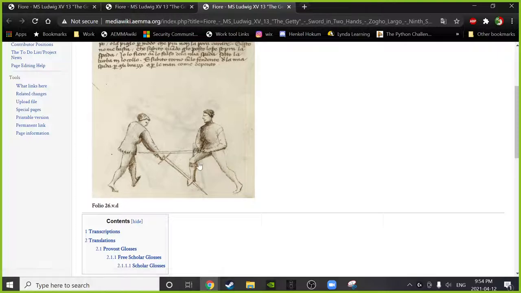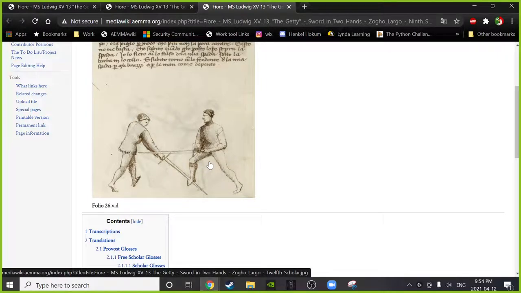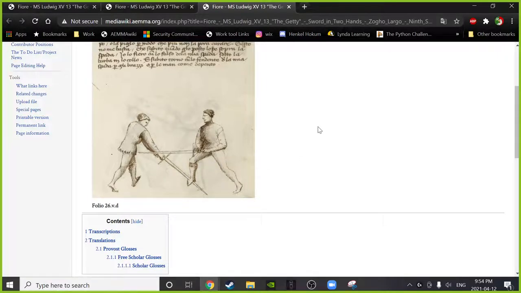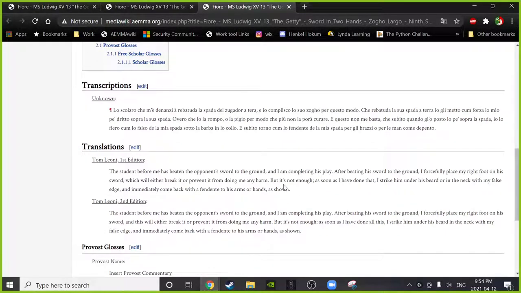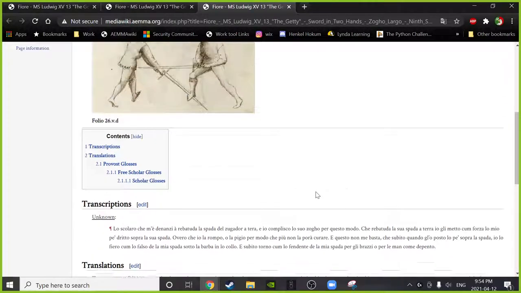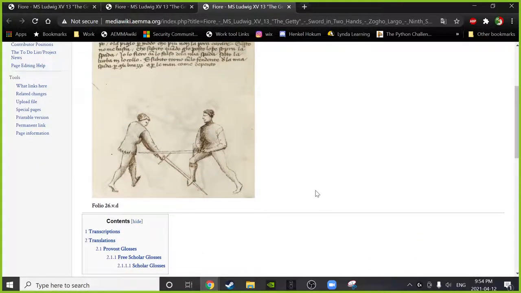But here we see the opportunities that breaking a point can give you. And opportunities that are clearly in the vein of Largo. Right? These are Largo actions. And note, he stresses that this is not enough. Right? After beating the sword to the ground, I can put my right foot on the sword, which can break it. But it's not enough. Right? Not enough. Any questions about this one?